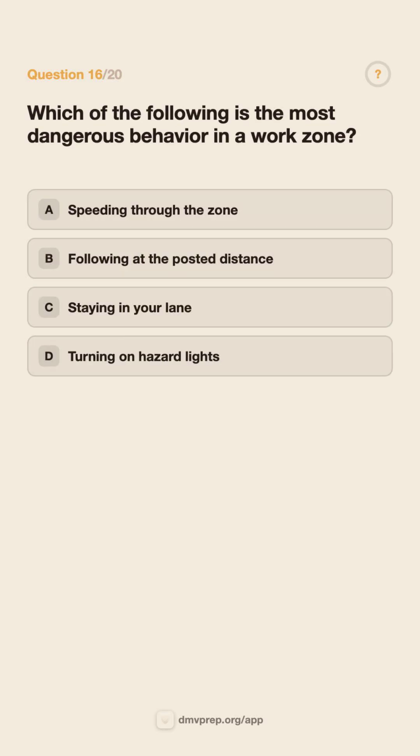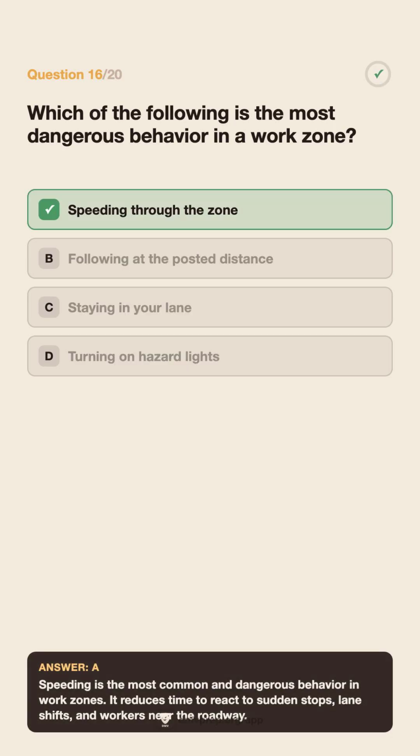Question 16. Which of the following is the most dangerous behavior in a work zone? A. Speeding through the zone. B. Following at the posted distance. C. Staying in your lane. D. Turning on hazard lights. The correct answer is A. Speeding is the most common and dangerous behavior in work zones. It reduces time to react to sudden stops, lane shifts, and workers near the roadway.